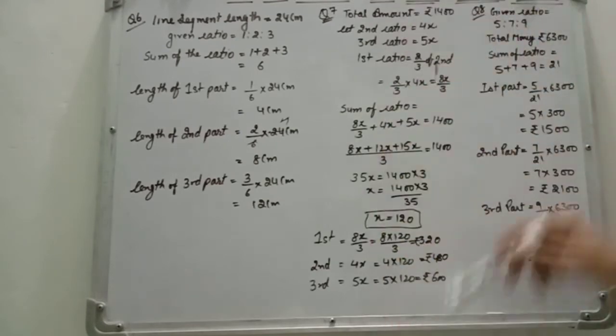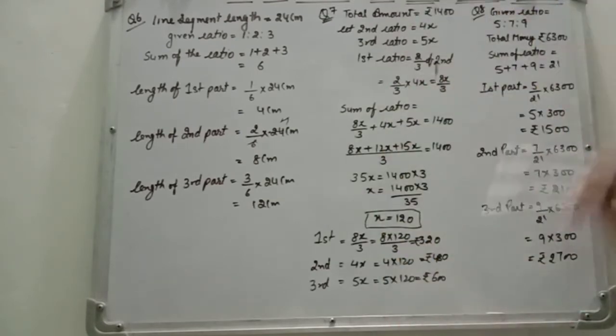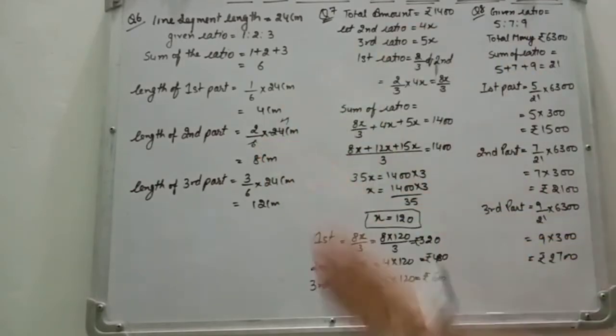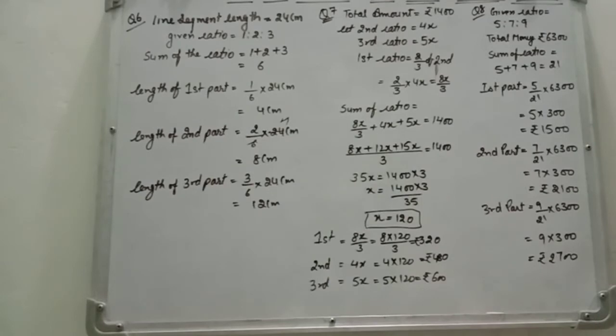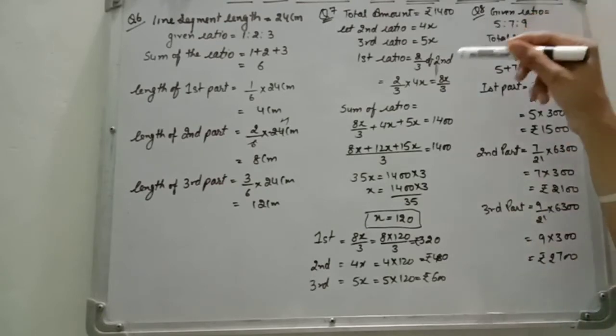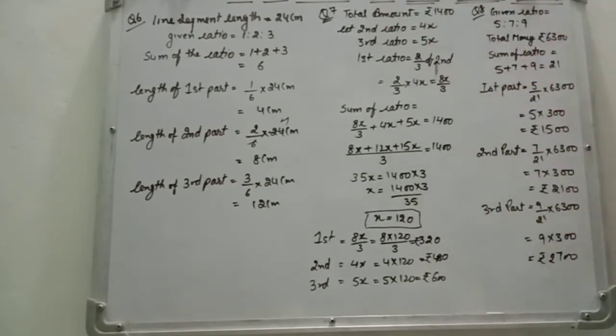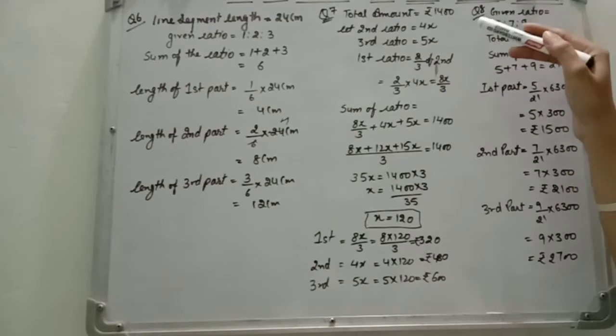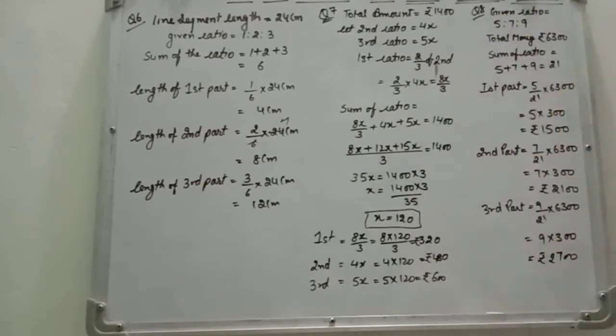Now move to question number 7. In this question, the total amount is given as 1400. You can also solve this sum like that, but here I am taking x in this sum. You can solve it like that also with the same method. In this question, the total amount is given, and the second ratio and the third ratio are given.